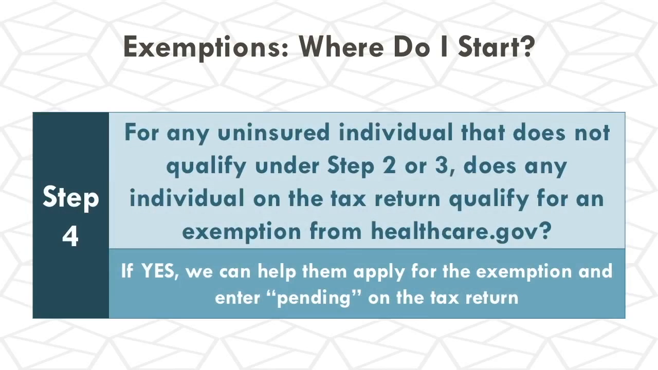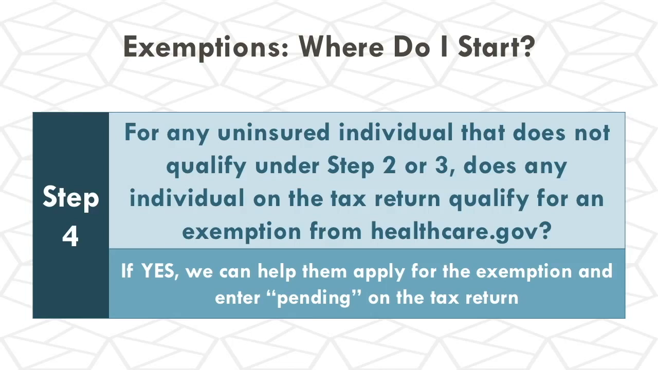Finally, if any uninsured individual does not qualify for an exemption to be claimed on the tax return, you should talk to the taxpayer and see if they may qualify for an exemption granted by the marketplace, healthcare.gov. If yes, then we can help them apply for an exemption online, and we can enter pending on the tax return. So we can actually go to the marketplace, we can help them apply for this exemption, and then if they receive it, then there's nothing more that needs to be done. If they get denied for the exemption, what they'll need to do is come back in and amend their return to go ahead and add the shared responsibility payment.